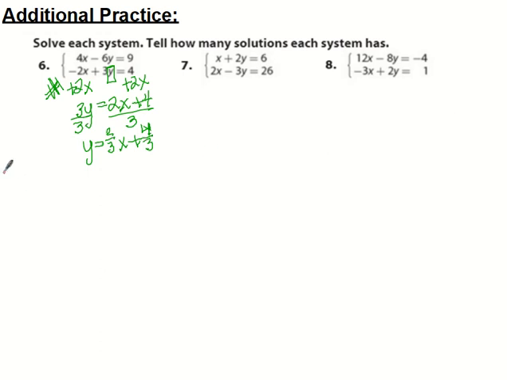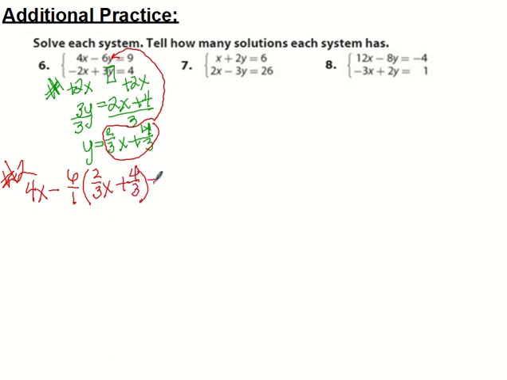Step 2, I'm going to take this and put it in for y here. So it'll be 4x minus, I'm going to do 6/1, just because what I know I'm substituting in has fractions as well, plus 4/3. And I'm going to set it equal to 9.